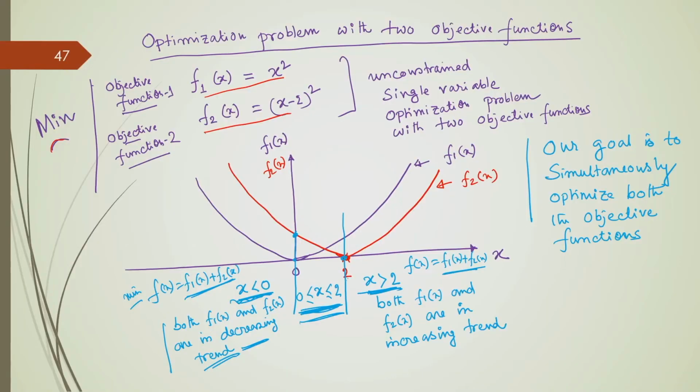Okay. Now, the same thing is applicable when x is equal to 2: f2(x), the second function, is having the lowest value, whereas f1(x) is having the highest value. Okay. So, here you can see this is the highest value of f1(x) and the lowest value of f2(x).